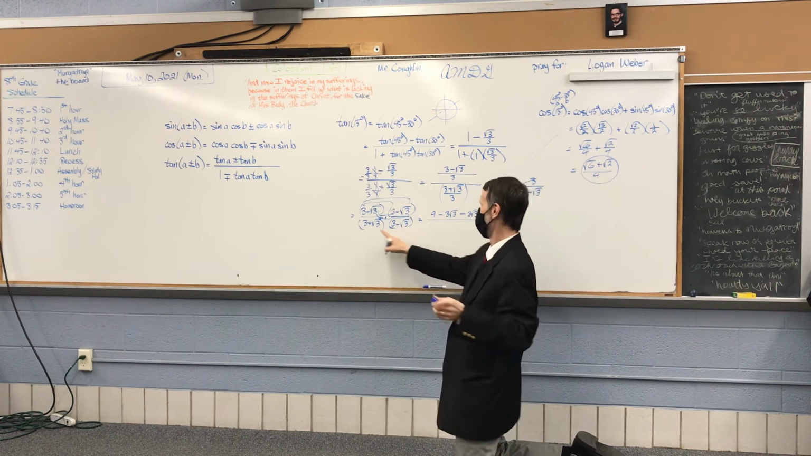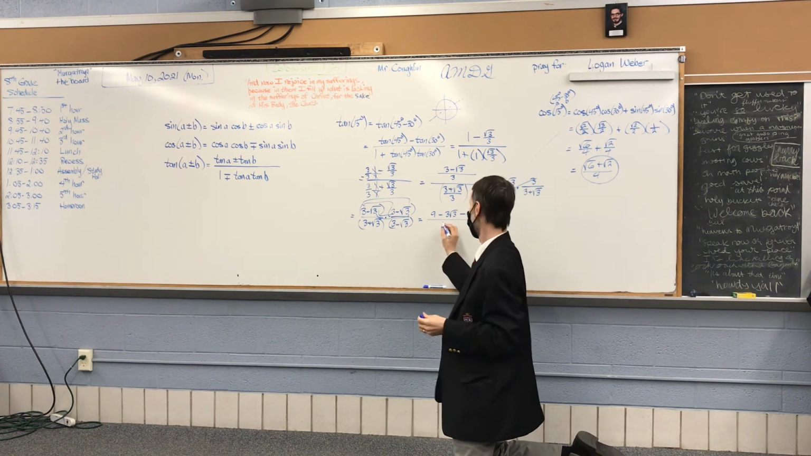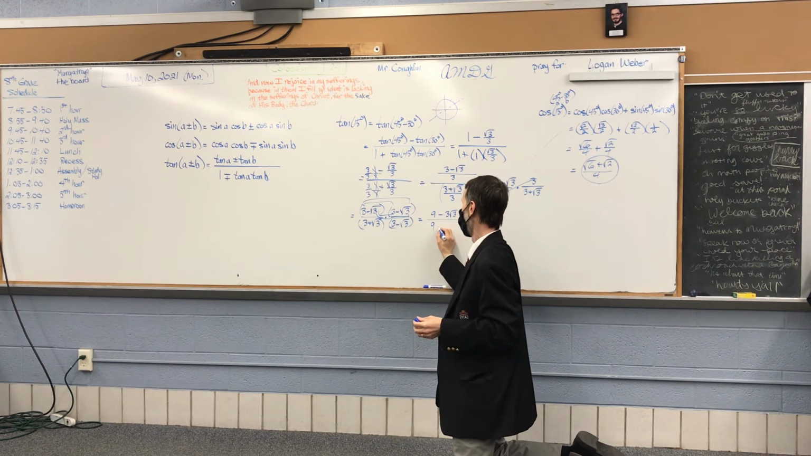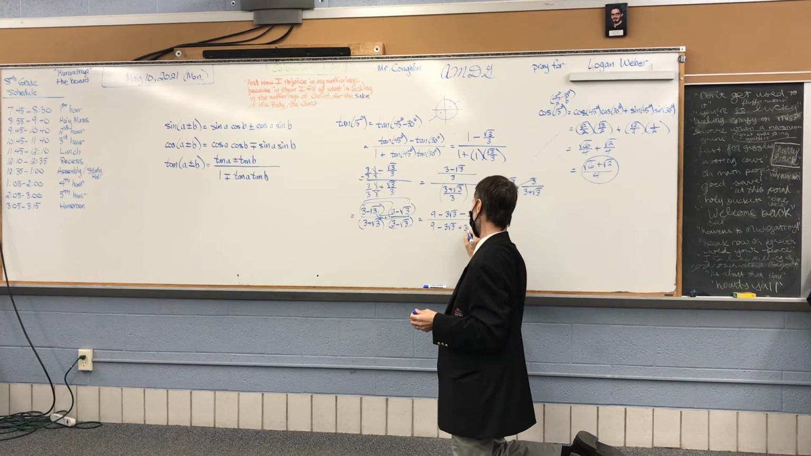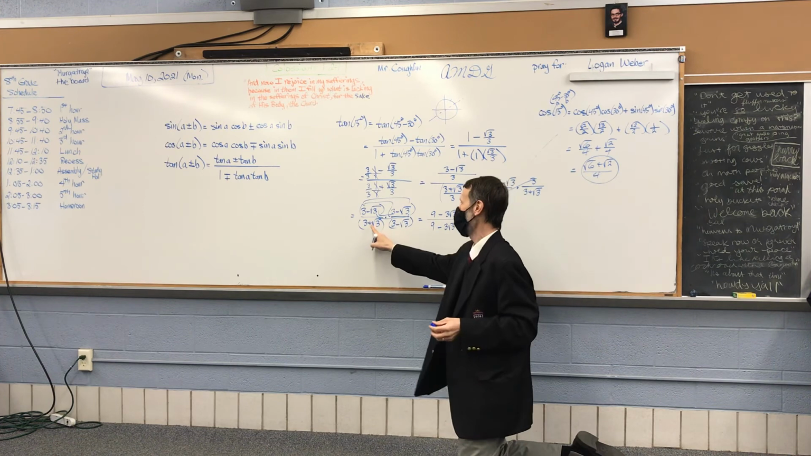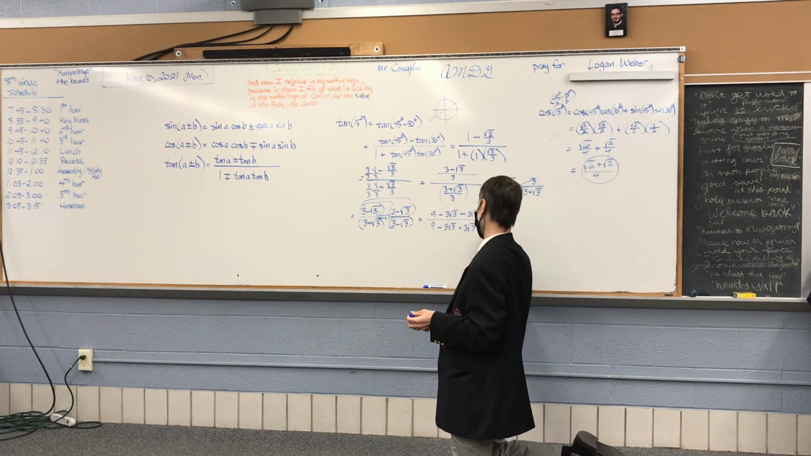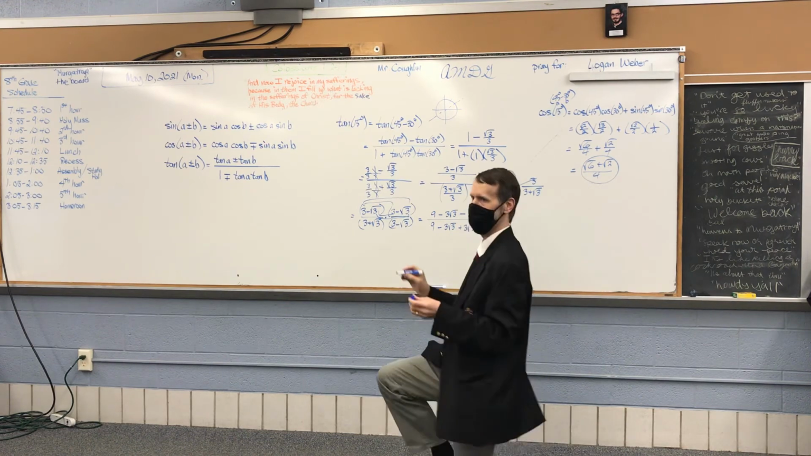And somebody can foil the bottom for me. First, 9. Outer, minus 3 radical 3. Inner, plus 3 radical 3. Then radical 3 times negative radical 3 would be minus 3. Exactly. Does anything simplify?